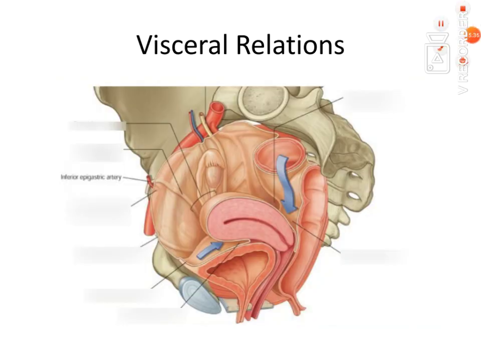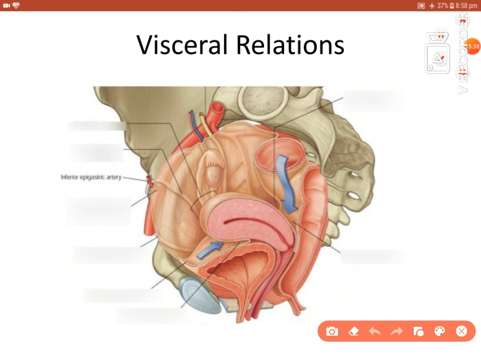Then the relations. Here this is the anterior, this is the posterior, this is the uterus. Anteriorly, this is the urinary bladder, the superior surface and the base of the bladder. Posteriorly, the upper and middle third of the rectum. Superiorly, you will get the coils of the ileum and the sigmoid colon. These form the visceral relations.